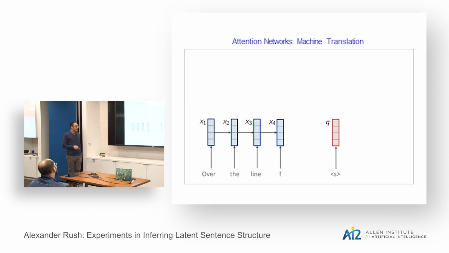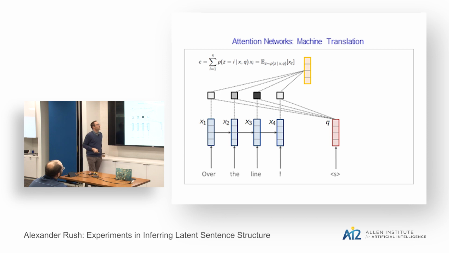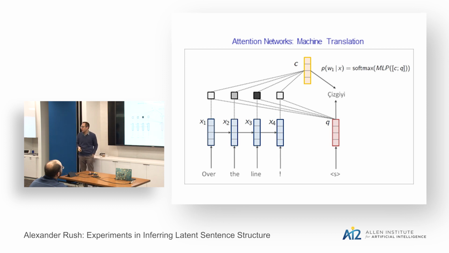So this is what it looks like. For translation, we'll say our vectors are x1 through x4, and our query is q. Our distribution is this heat map here, the probability of each location. And then our softmax makes that a distribution. We then take an expectation to get a context vector in yellow, and we use that to produce our next word. Now, of course, each step in that process was differentiable, so we can just backprop through this to update our encoder states.